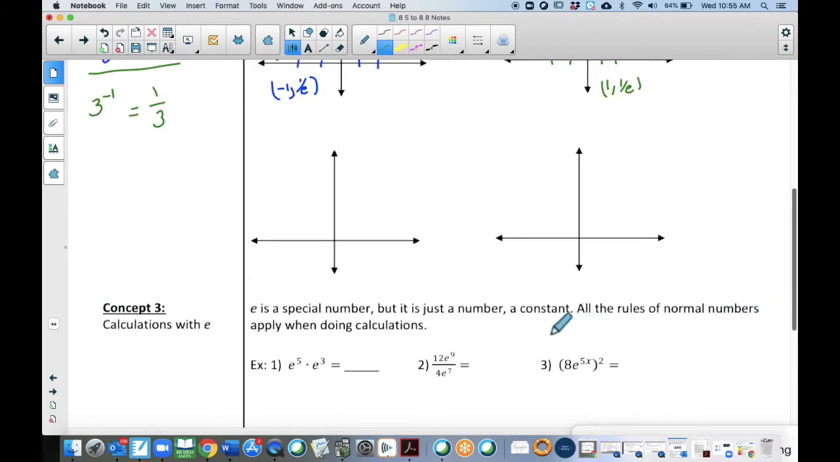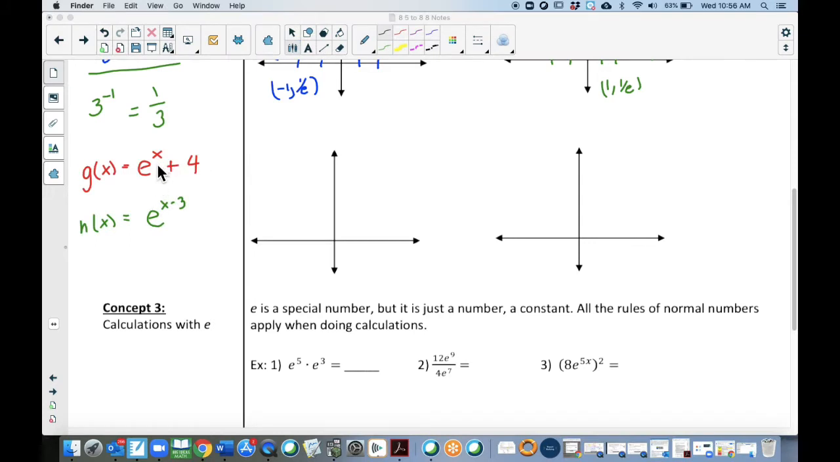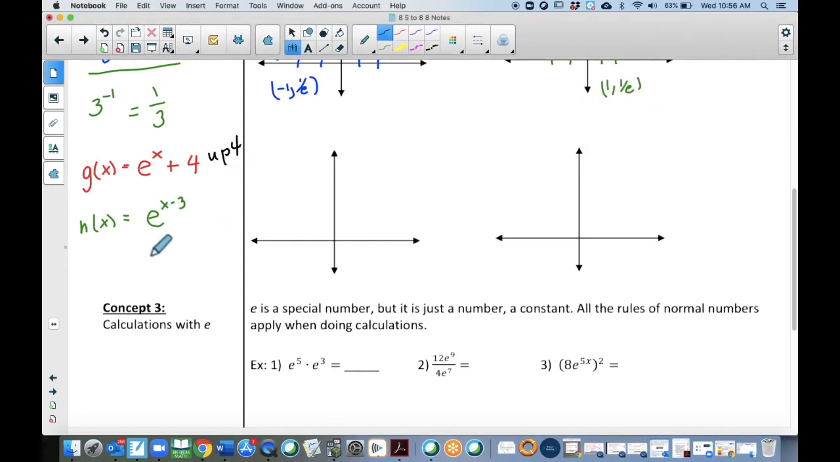All right, let me talk a little bit about transformations. Some transformations, let's take moving up, down, left, right. If you have e to the x with a big plus 4 on the end, that's going to go up 4, right? However, this one, where is this one going to go? It's going to go right 3.